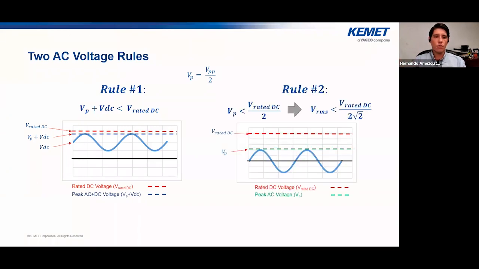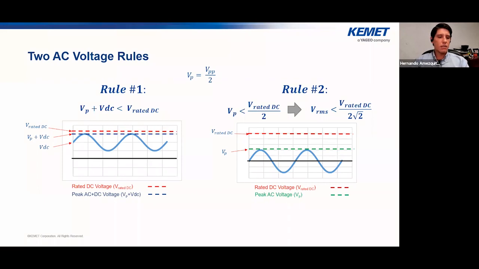Then we have the second rule. This second rule says that the peak voltage of the AC waveform must be less than the rated DC voltage of the MLCC divided by 2, which according to the previous formulas can be translated into the RMS voltage that must be less than the rated DC voltage of the MLCC over 2√2. This second rule is the one that is most popularly used in the industry to AC rate an MLCC.